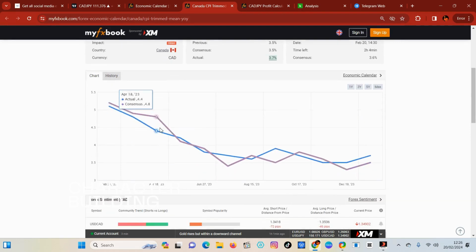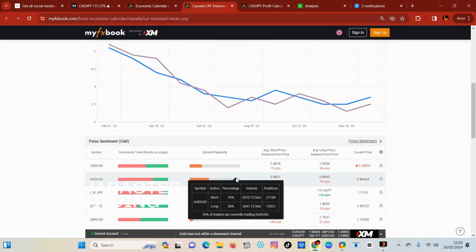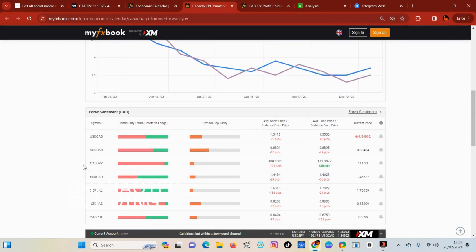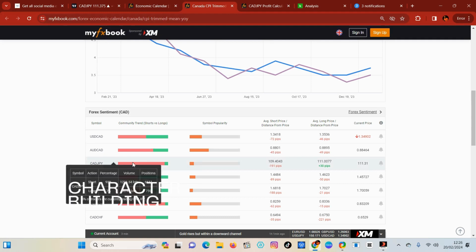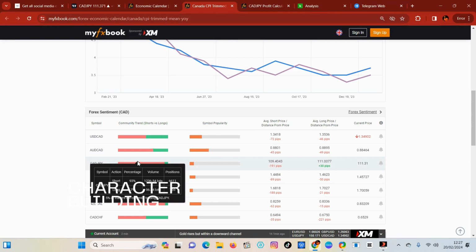So let me check market sentiment. There are a lot of CAD pairs: USD/CAD, Australian dollar/CAD, CAD/JPY. I'm interested in CAD/JPY because I have run analysis before on it. From the market sentiment, I'm seeing 93% are selling, only 7% are buying. Let's go straight to technical analysis.